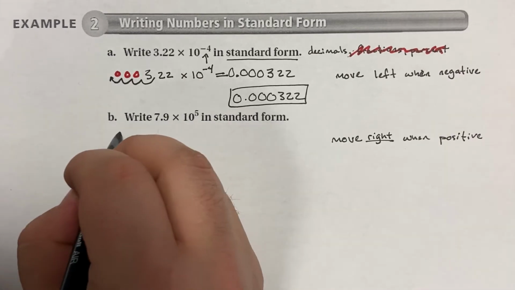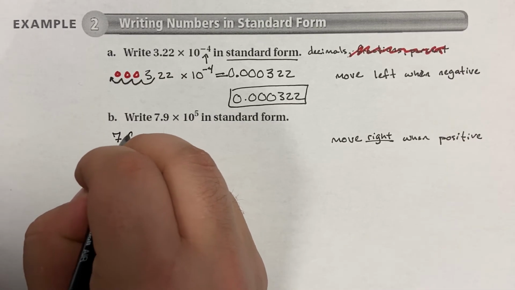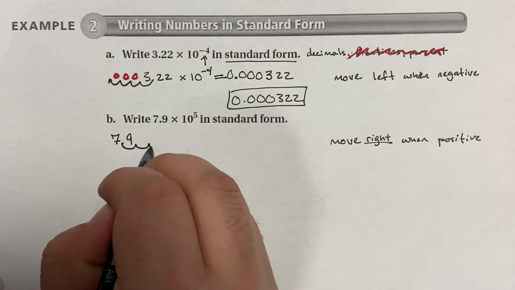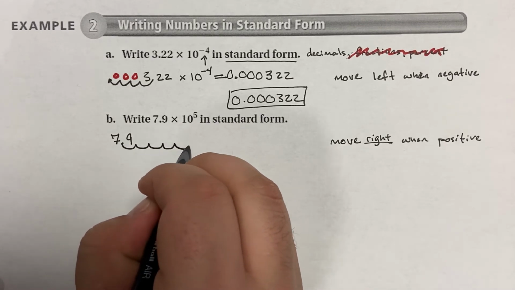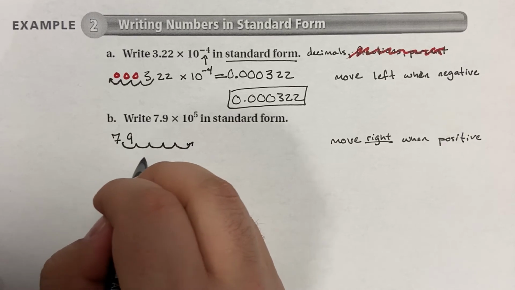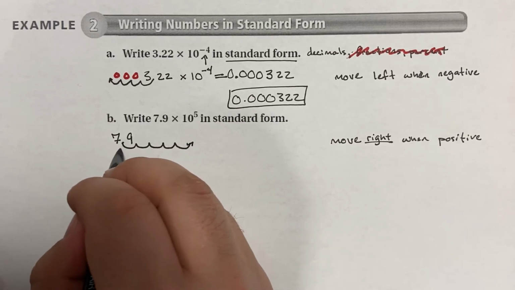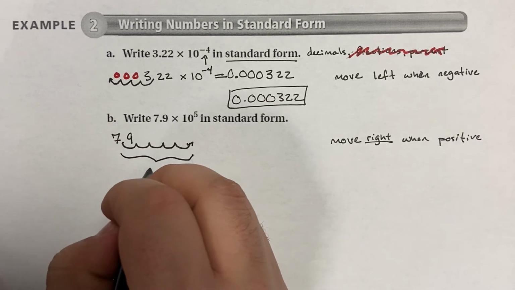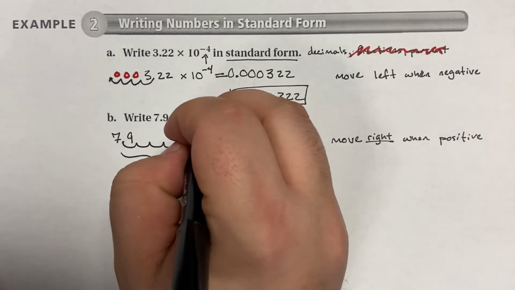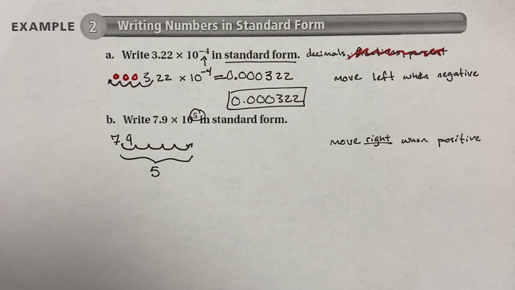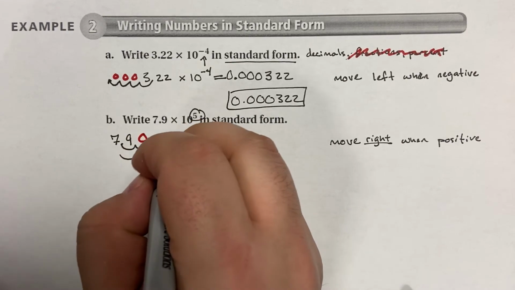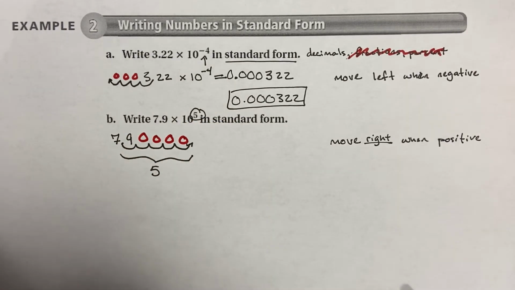So that means I'm going to take 7.9 and I'm going to move 1, 2, 3, 4, 5 times. I'm trying to think of the best way to notate this. So 5, which was this 5 right here, is how many times we move. And then every time there's a blank spot, I'm going to fill it with a 0.